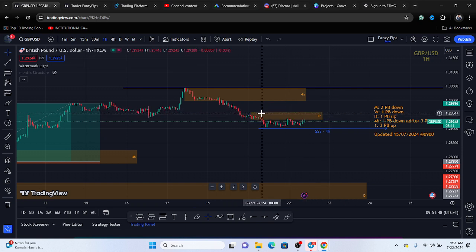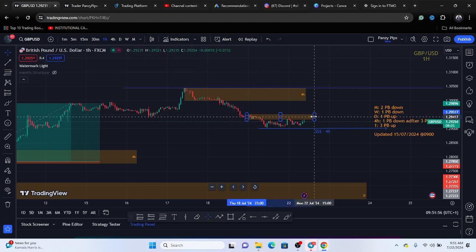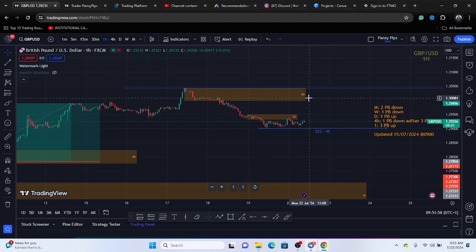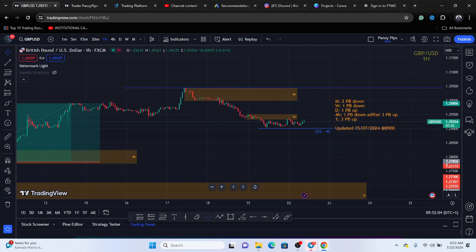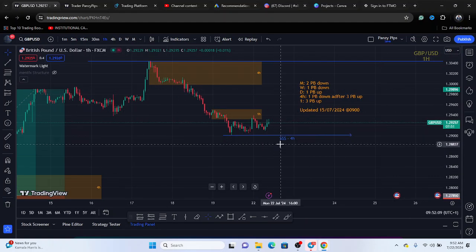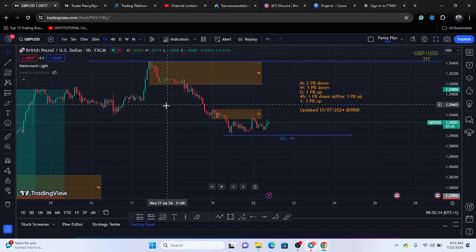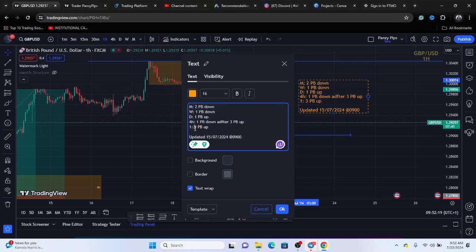People are wondering, how do I find and mark out these zones? Well, it comes through long years of education. Don't worry, with time you get to see it as easily as I do. So from realization now, this is both a 4-hour and 1-hour liquidity target. So we are 2 PB down after 4 up.